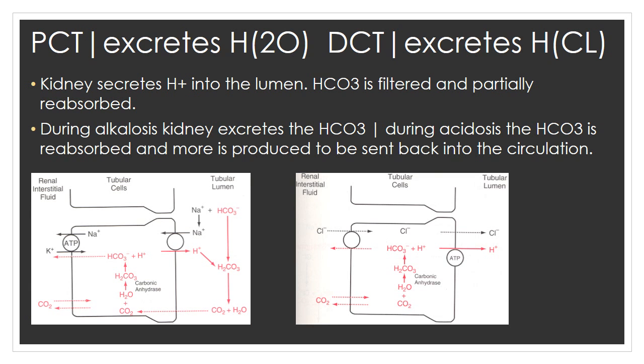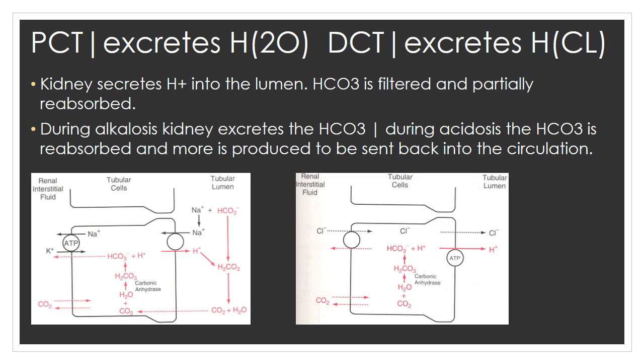The kidney secretes the H plus ion into the lumen, whereas HCO3 is filtered and partially reabsorbed. Don't forget that the H plus combines with HCO3 to form CO2 and H2O. During alkalosis, the kidney excretes the HCO3, but during acidosis, the bicarbonate is reabsorbed and more is produced to be sent back into the circulation. Now observe these two diagrams, one on the left showing the PCT, the proximal convoluted tubule, and on the right the physiology of the distal convoluted tubule.